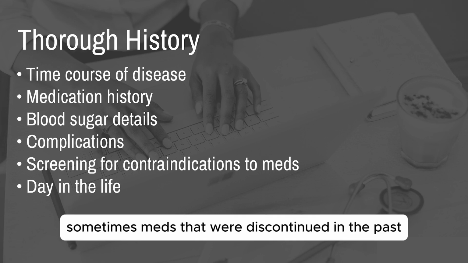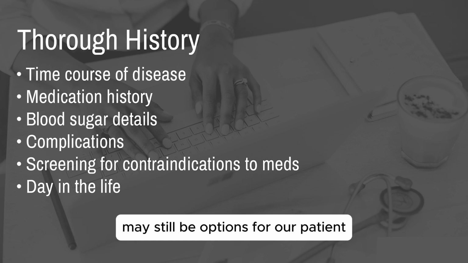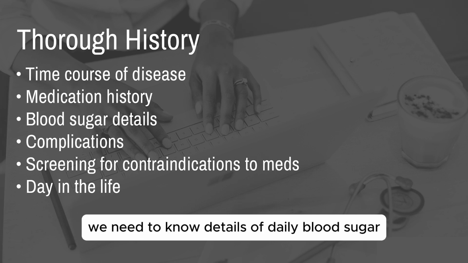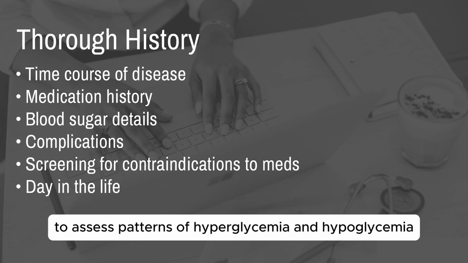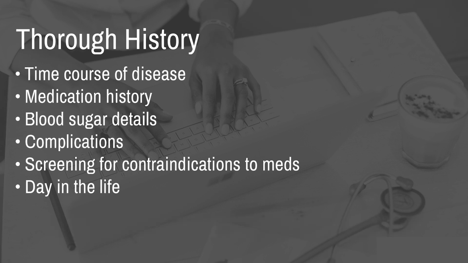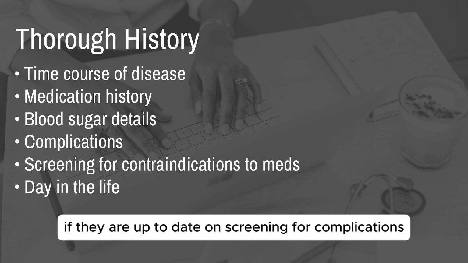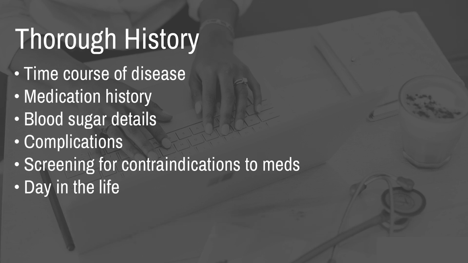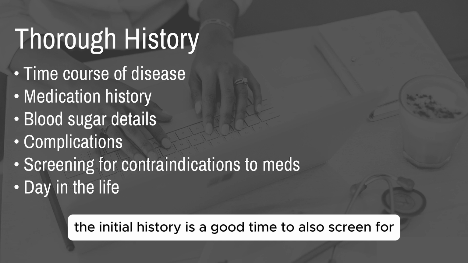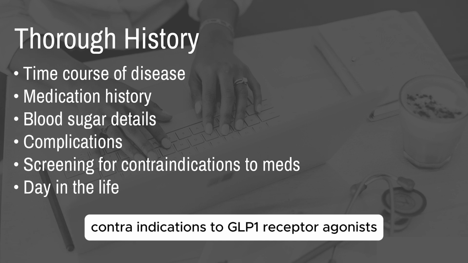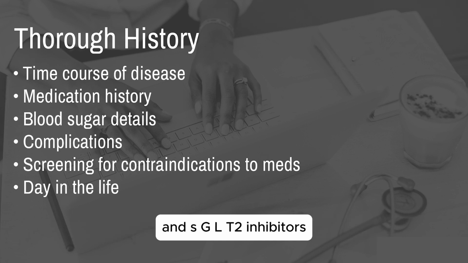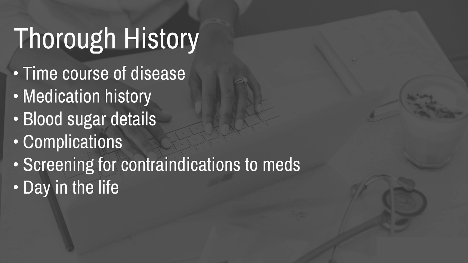Sometimes meds that were discontinued in the past may still be options for our patient. We need to know details of daily blood sugar to assess patterns of hyperglycemia and hypoglycemia. We need to know about complications, and we need to know if they are up to date on screening for complications. The initial history is a good time to also screen for contraindications to GLP-1 receptor agonists and SGLT2 inhibitors.